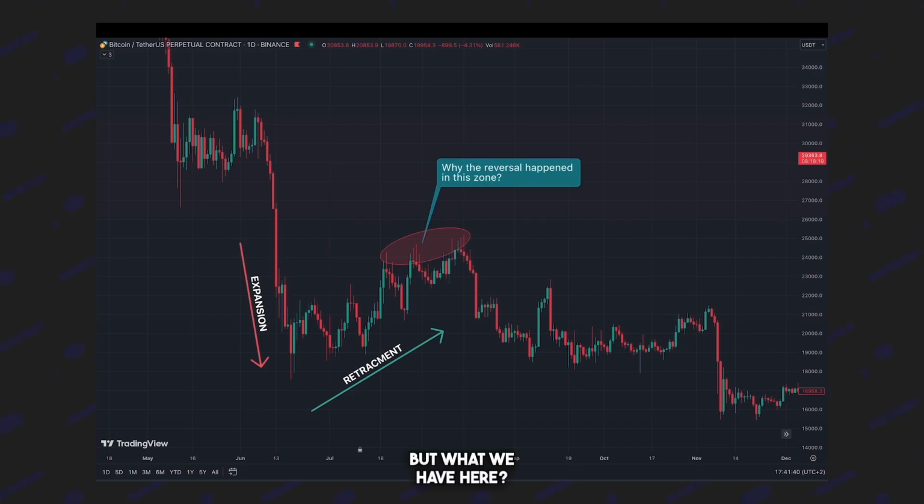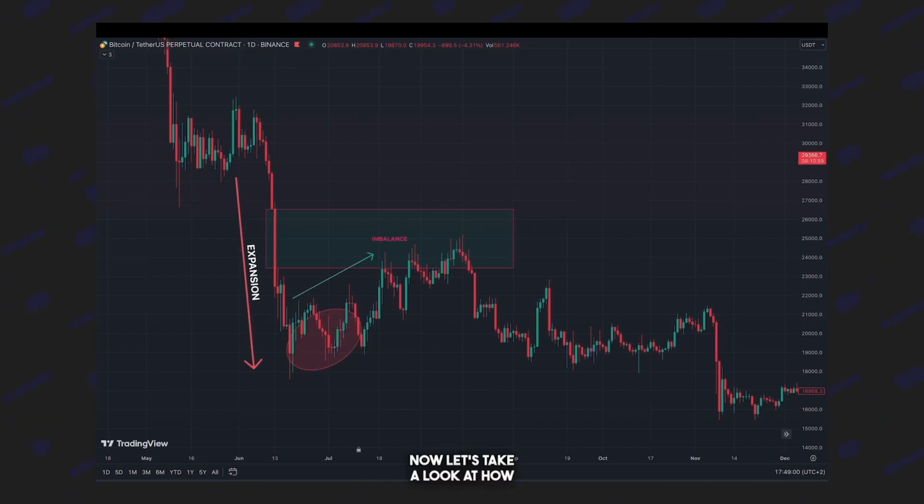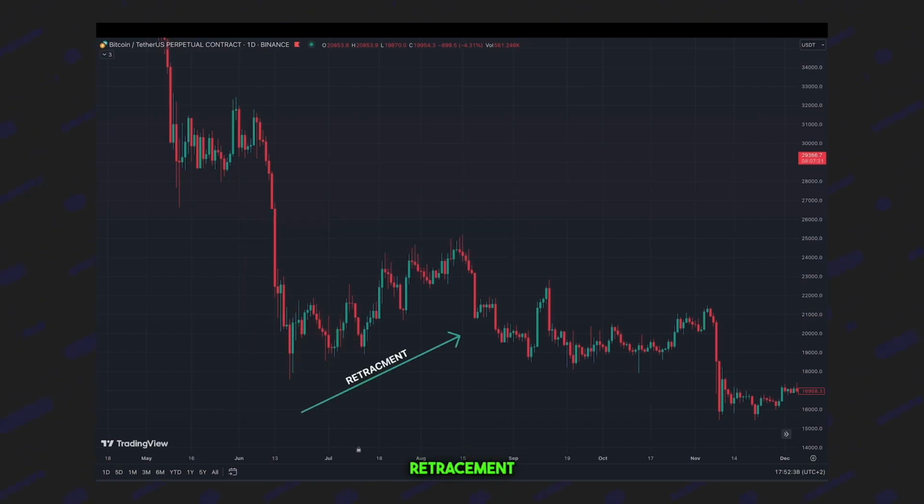But what do we have here? The price turned around earlier. Do you want to know why? It's simple. During this bearish expansion, an imbalance was created. I knew that the price would reach this area when we were trading here. Now let's take a look at how this retracement was created.